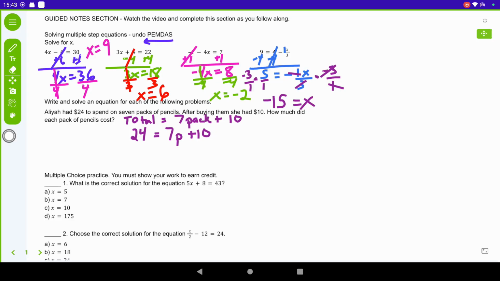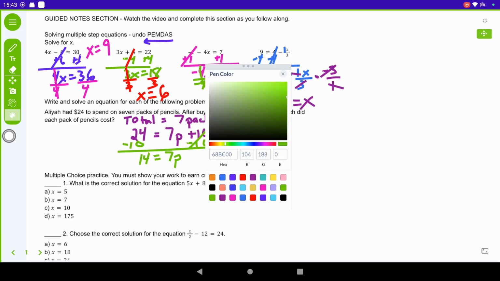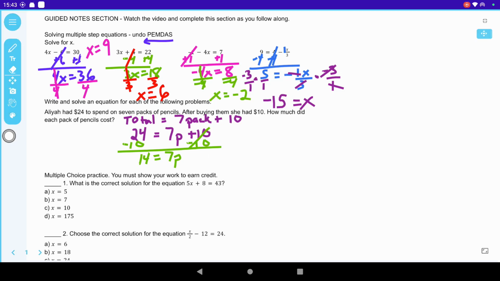First thing we're going to do is subtract the 10, undo the adding and subtracting, and then we're going to figure out that there's $14 spent on the 7 packs of pencils. And then we're going to undo the 7, so we're going to divide both sides by 7, and we get 14 divided by 7 is 2 equals p.